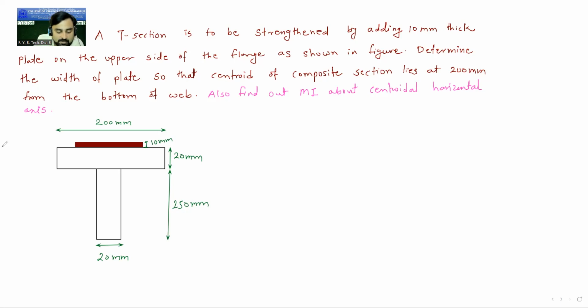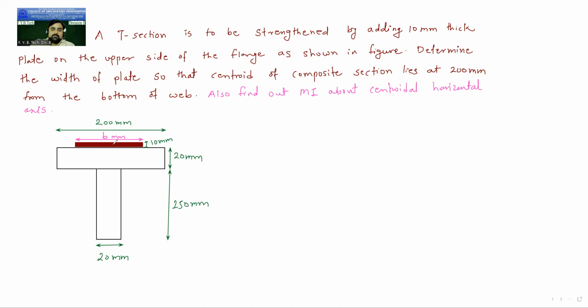So let us say that we don't know the width of this plate. Okay, let us say that the width of this plate is B. We don't know the width. Let us say that the width of this plate is B mm. This is B mm. This is the width. Now think on this and let me know how to solve this.